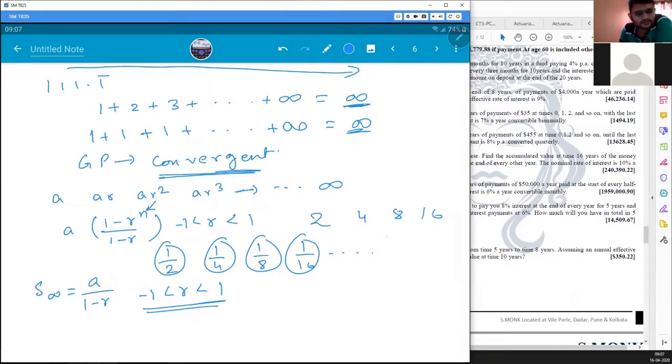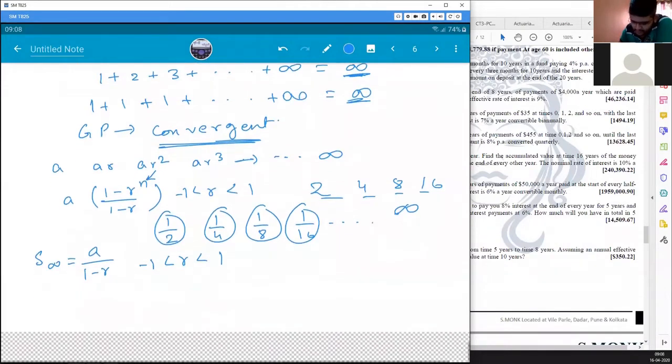So R raised to infinity would be infinite because our terms are increasing. Therefore R should be between minus 1 and 1 only. Only then can we have an infinite-term GP. There are many other convergent series, but we are not studying convergent series, so I am not going into that. It's just a concept that I thought you should know. It's an interesting concept. Okay.